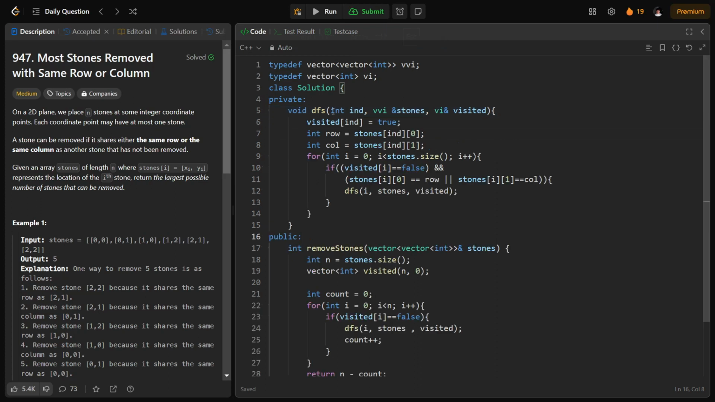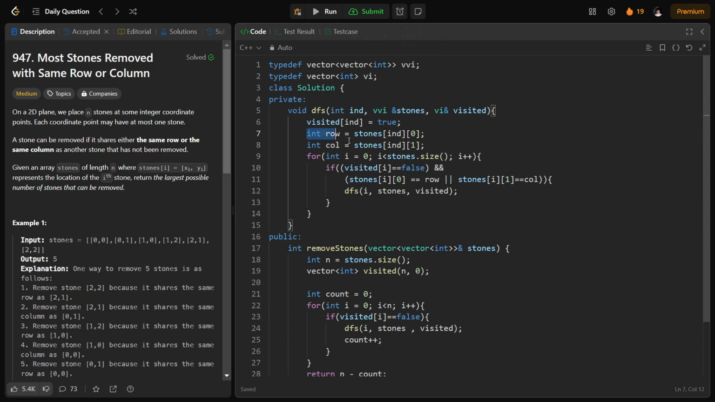Now the DFS would take the current index of the stone that we are looking at. We would be taking the remaining stones. So if you see, I've used typedef just to rename this whole thing to VVI, vector of vector int, and this to VI, because it is easier to write everything. If you understand what is VVI, you're good to go, because the function signature would get very long and it's not that easy to read for me.